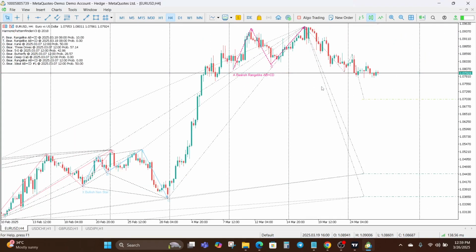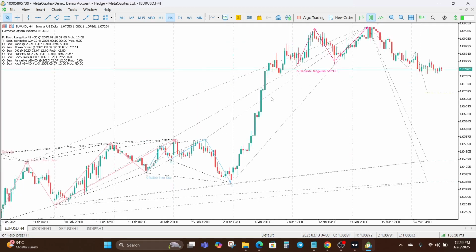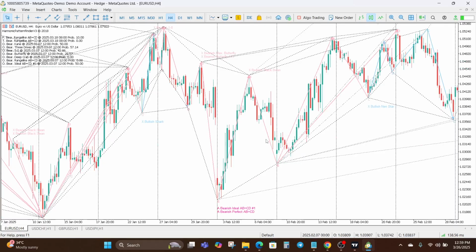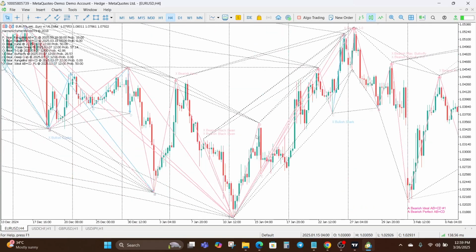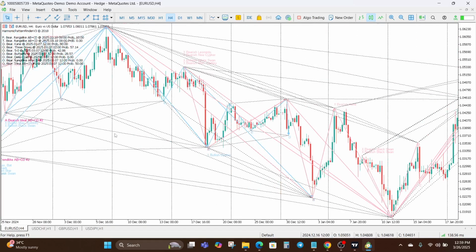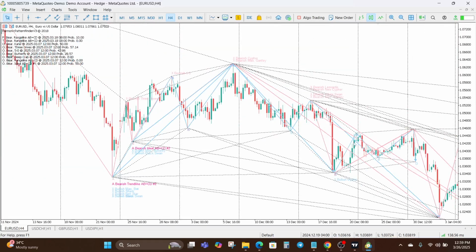Some of the most common harmonic patterns include the bat pattern. Let's see which of the patterns the indicator could find right here. Some of the most common patterns include the bat pattern, butterfly pattern, crab pattern, ABCD pattern, Gartley pattern, and the rest of them.